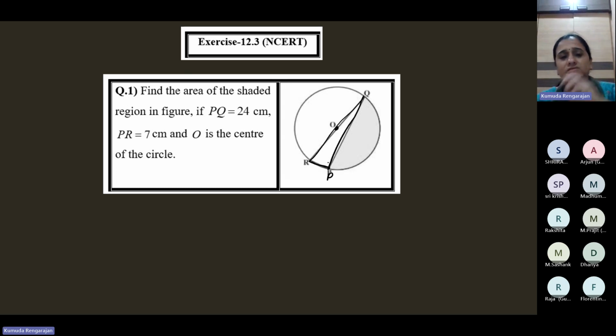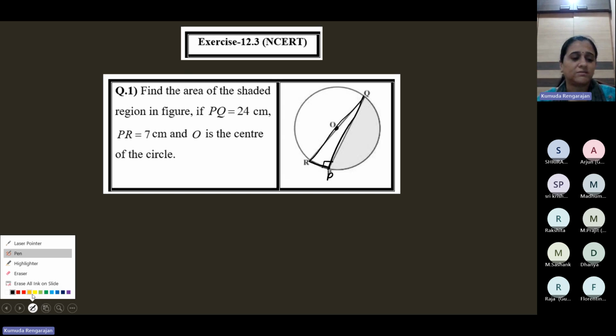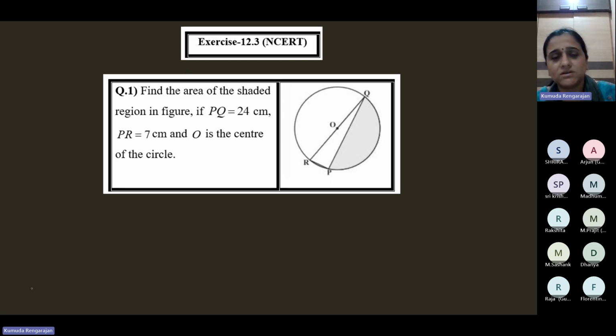That means the diameter is subtending an angle at this point P on the circumference. And that's always 90 degrees. Angle in a semicircle is a right angle. That is, the diameter will always subtend an angle of 90 degrees at any point on the circumference of the circle.